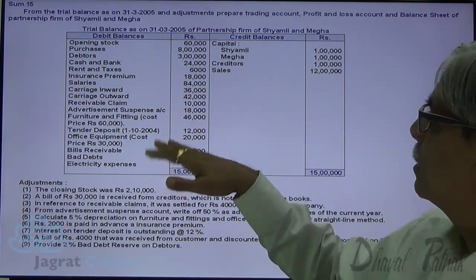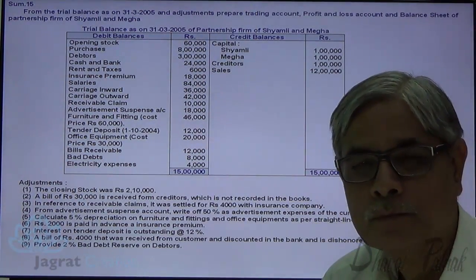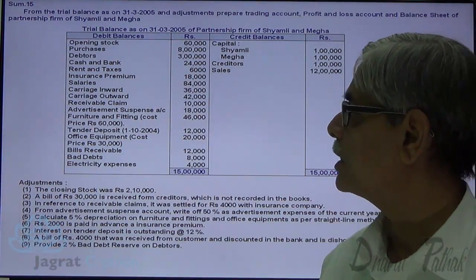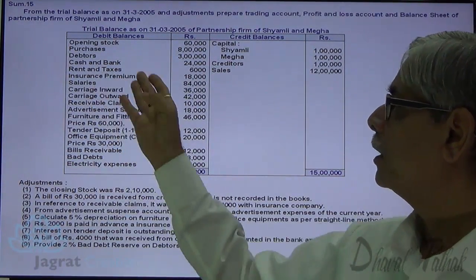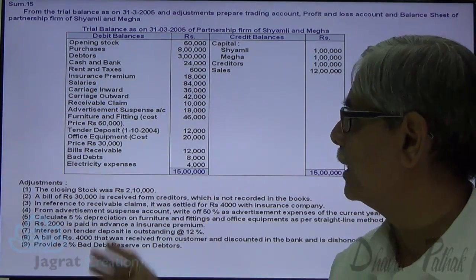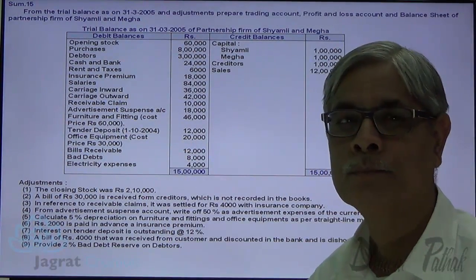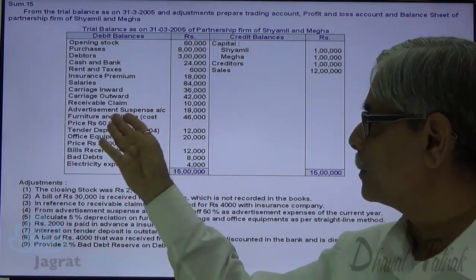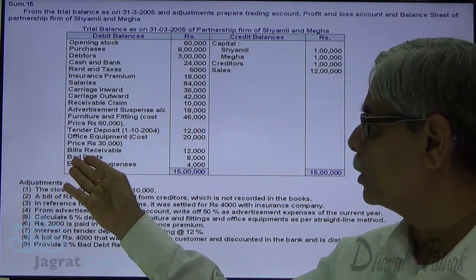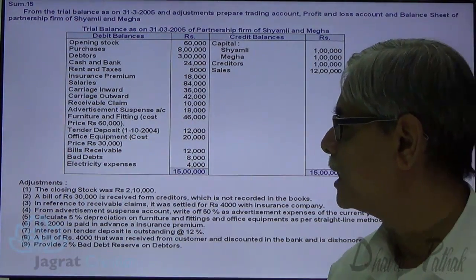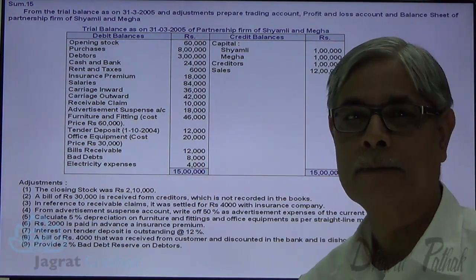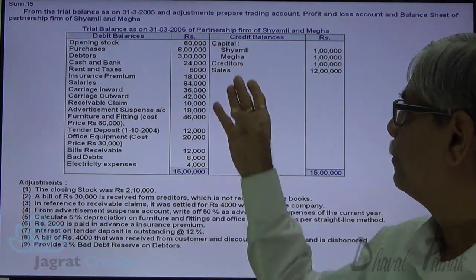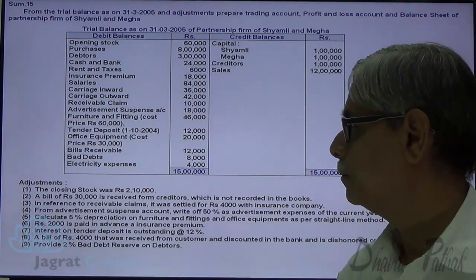You are given the trial balance. In trial balance you are given opening stock, purchases, debtors, cash at bank, rent and taxes, insurance premium, salary, carriage inward, carriage outward, receivable claim, advertisement suspense account, furniture, fittings, telephone, deposit, office equipment, bills receivable, bad debts and electricity expense. In credit balance you are given the capital of Shamli and Mega, creditors and sales.